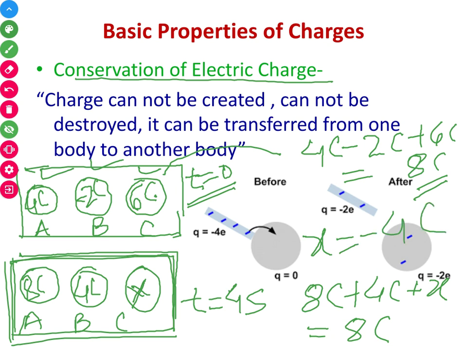So we can easily find out, with the help of conservation of electric charge, how much charge is in a body after some time. So this is the conservation of electric charge. Charge cannot be created, cannot be destroyed. It can be transferred from one body to another body.